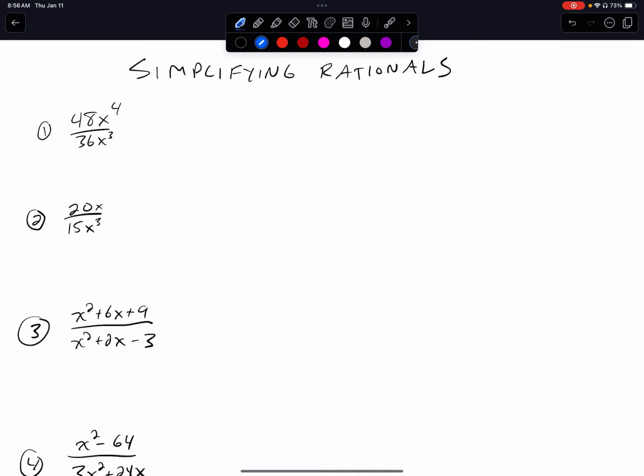Okay, we're going to talk about simplifying rationals now. Before we graph rationals, we really want to make sure that they are completely simplified, and we need to make sure we pay attention to our steps while we are simplifying here.